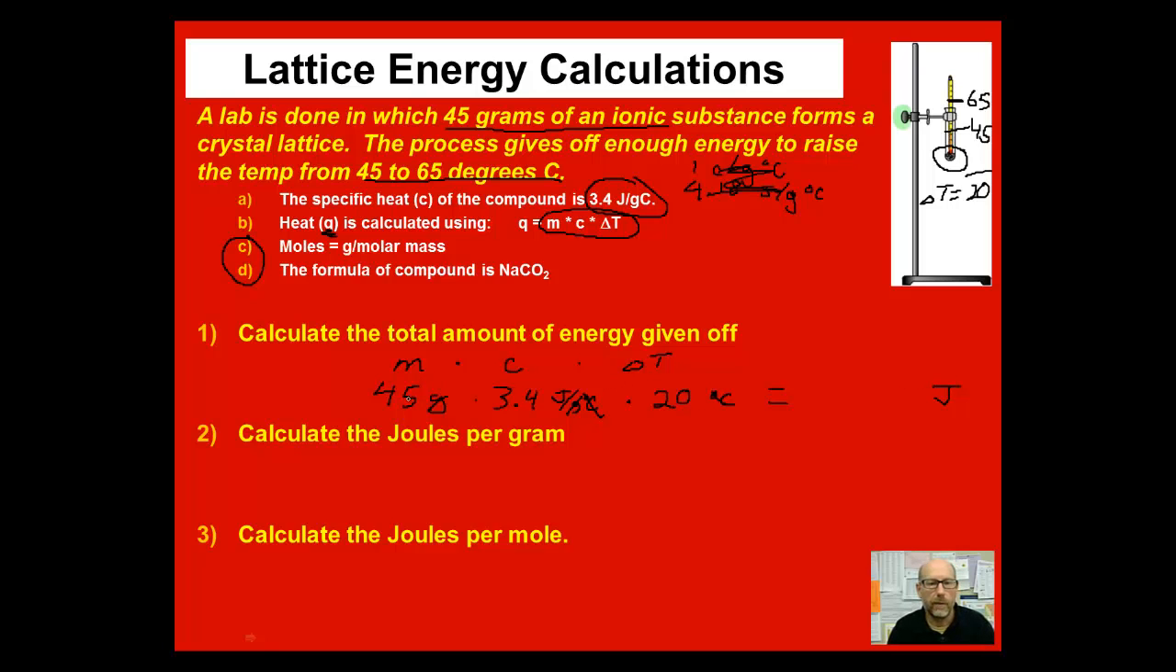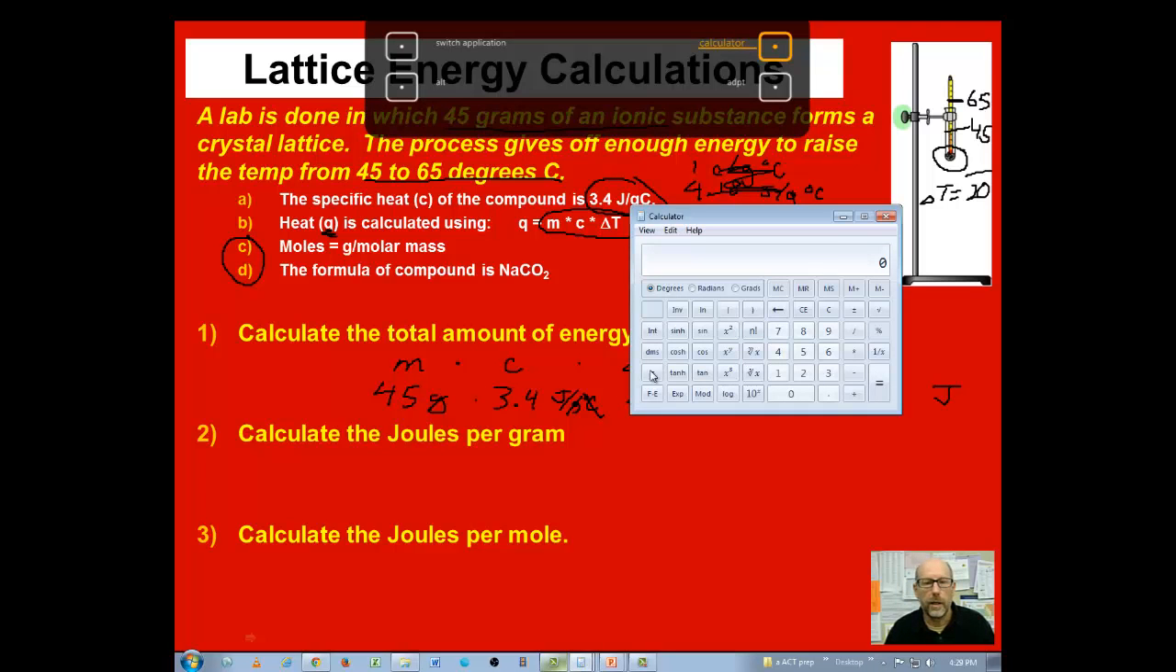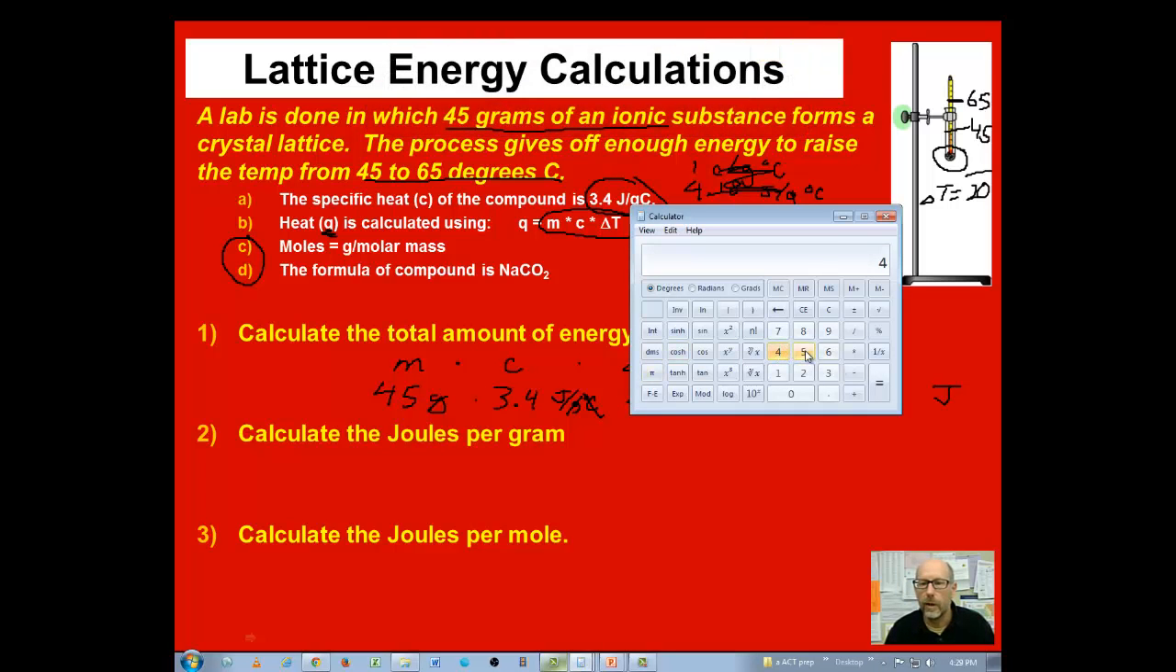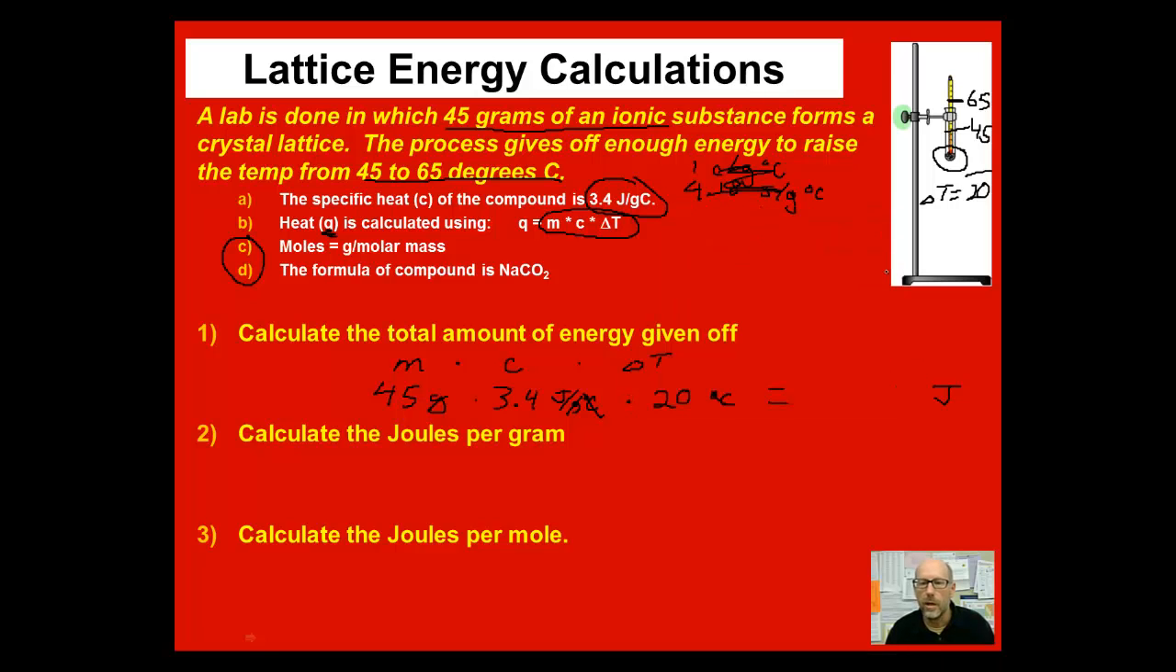All right, let's multiply 45 times 3.4 times 20 degrees, and that equals 3060 joules. Which is great, we have the answer to this part of the problem.